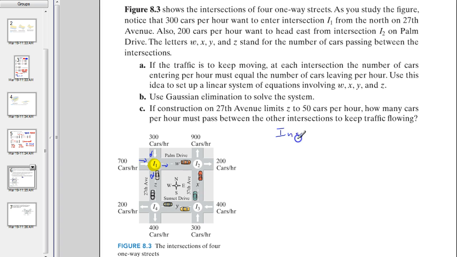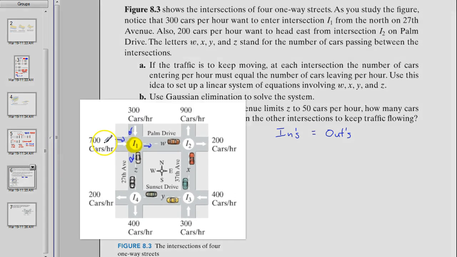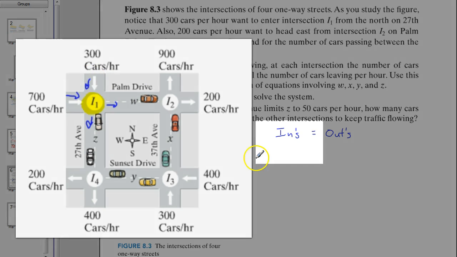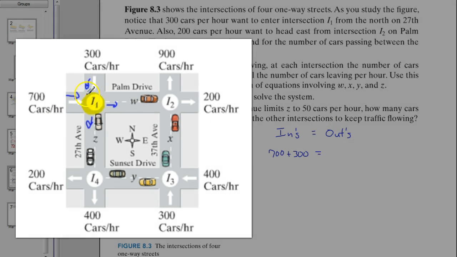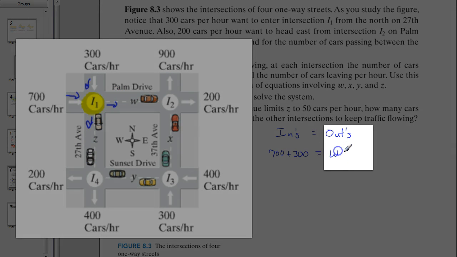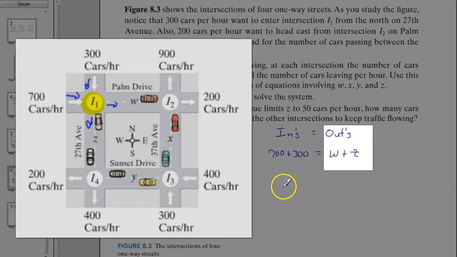So all of these equations we set up are ins equals outs. The number of cars coming in has to equal the number of cars coming out. In this case, the arrow is pointing into the intersection, is what I'm calling in. So there's 700 coming in this way, there's 300 coming in this way. So that's 700 plus 300, and that's equal to the outs. The outs coming out of that intersection, pointing away from it, are W, the number of cars on this road at that time, and Z. So W plus Z.